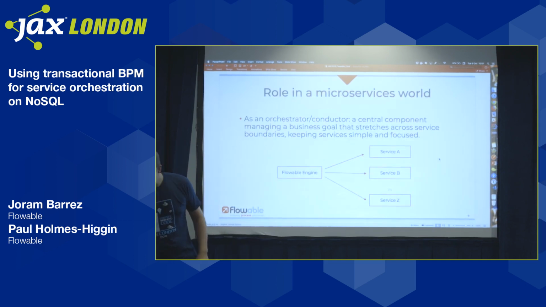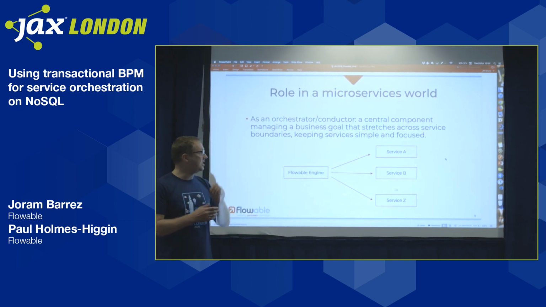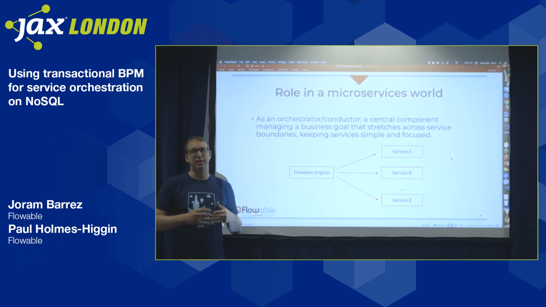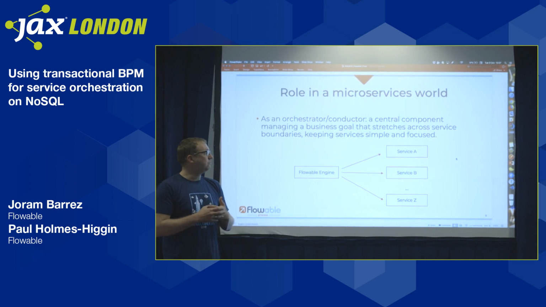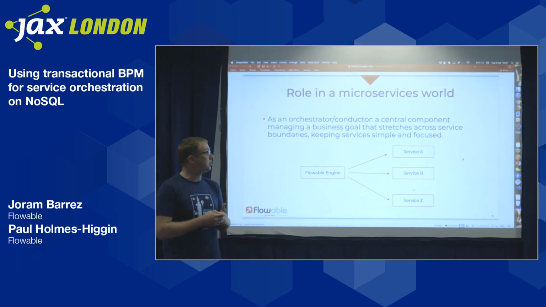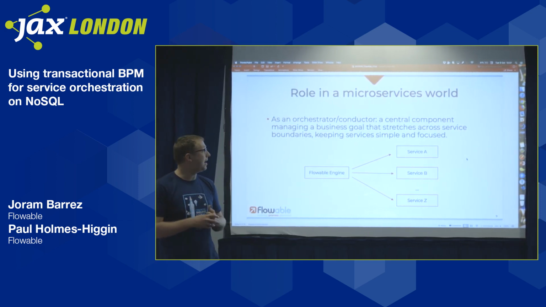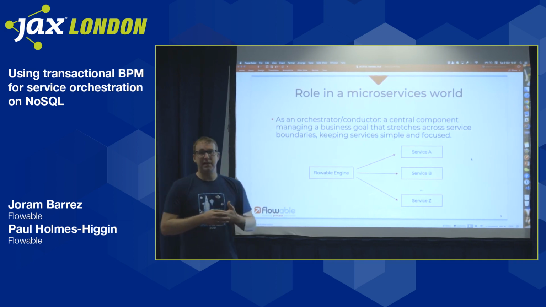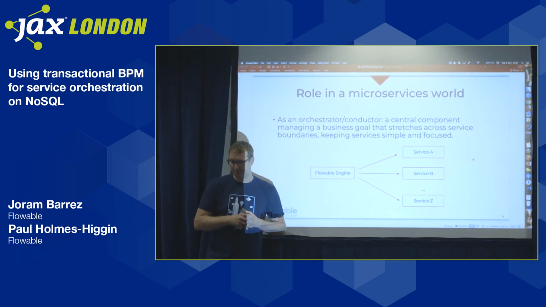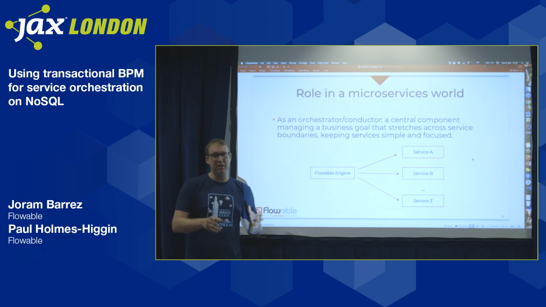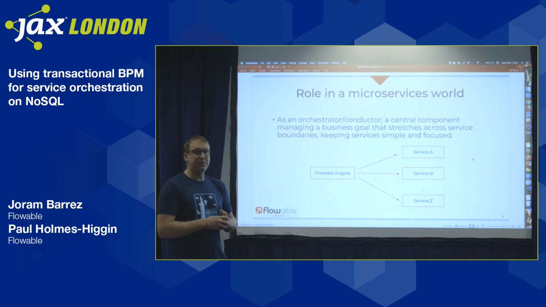And as Paul said, one thing we see a lot these days is that users and customers that we have, they're moving, or they've already moved, into this microservice kind of architecture, or they're thinking about it. And using Flowable in these kinds of architectures is really quite simple. I'm just going to touch briefly on the kinds of ways that we've seen them being used.